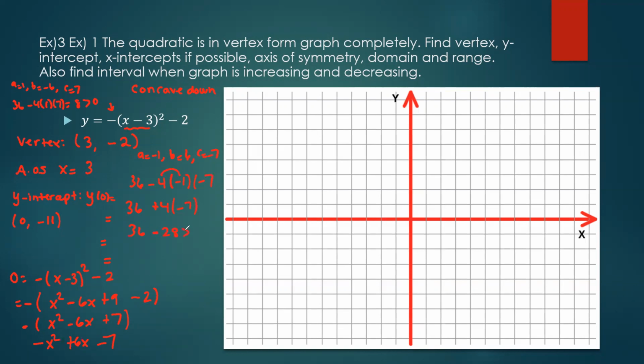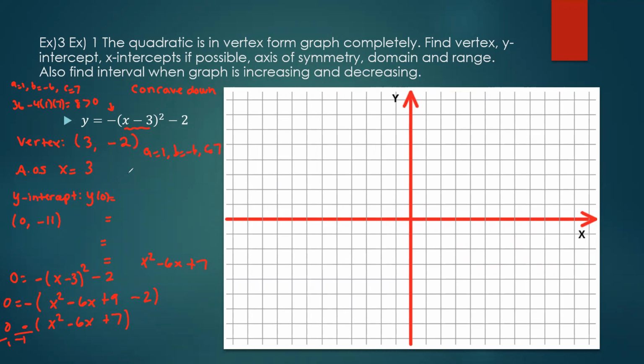I think, wait a minute. So I think what I should have done is got rid of this minus right here in the beginning. So if I got rid of this negative 1, that gives us x squared minus 6x plus 7, right? Okay, so my a value is 1, b is negative 6, and c is 7.